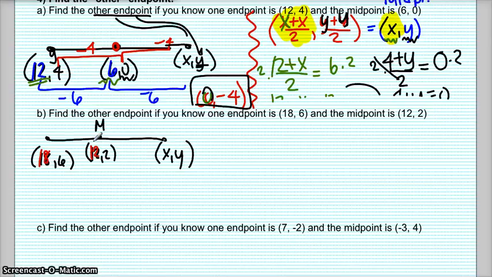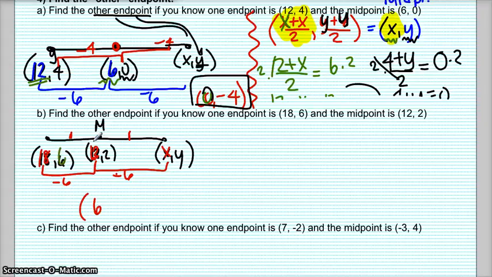If m is in the middle, to get from 18 down to 12, you lost 6 values, or you went down 6 spaces. If m is in the middle, then 12 must be the same distance away from the other endpoint. These distances are the same. So from one endpoint to the middle was -6, then from the middle down to the other endpoint must also be -6. So 12 minus 6 gives me the value of 6.